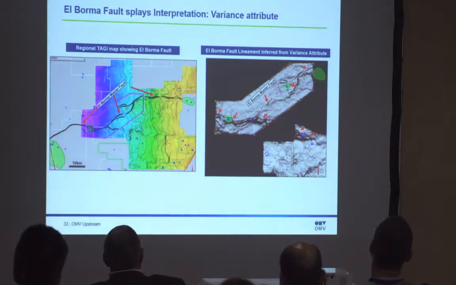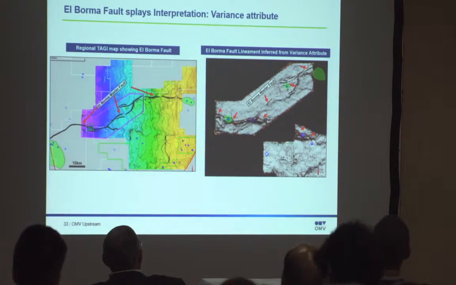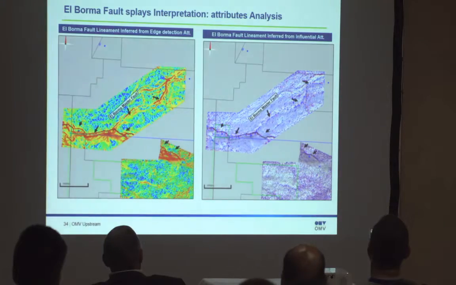We generated some sweet spot attributes. This is an example of a variance attribute at the Ordovician level, and it is well highlighting the expression of the fault with two branches, the east-west branch and the northeast-southwest branch. Other attributes were generated, the edge attribute and the influential data attributes, and they are well highlighting the geometry and the expression of these faults within the 3D seismic survey, both the 2011 and 2008 seismic surveys.